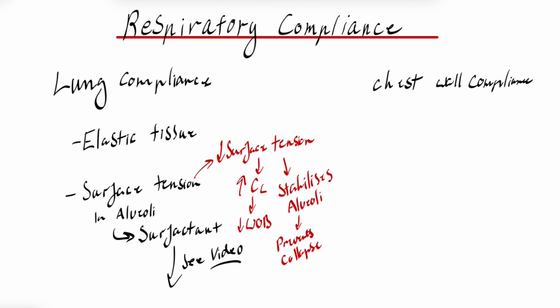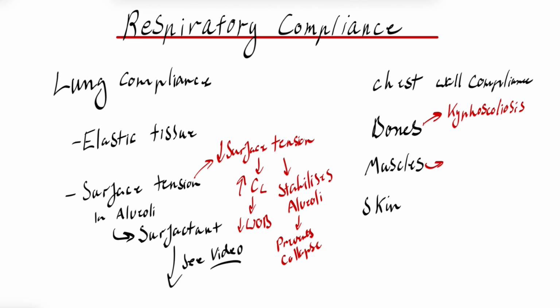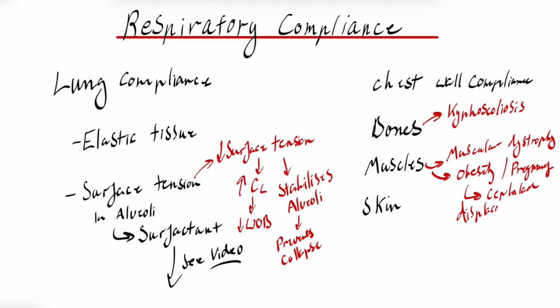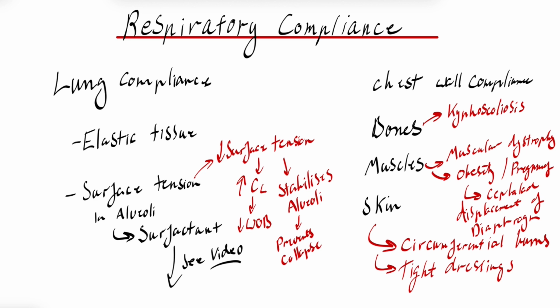Now, chest wall compliance reflects how easily the thoracic cage expands, and the chest wall includes the ribs, muscles, diaphragm, and abdominal contents, and anything that restricts chest wall movement decreases the compliance. So whenever I break this up, I break it up into bones, muscles, and skin. So when you think about bones, you want to be thinking about kyphoscoliosis. When you are talking about muscle, you might be talking about muscular dystrophies, or you think about obesity and pregnancy that will raise the diaphragm. And then when we talk about skin, I like to think of circumferential burns or tight surgical dressings that will decrease your chest wall compliance.